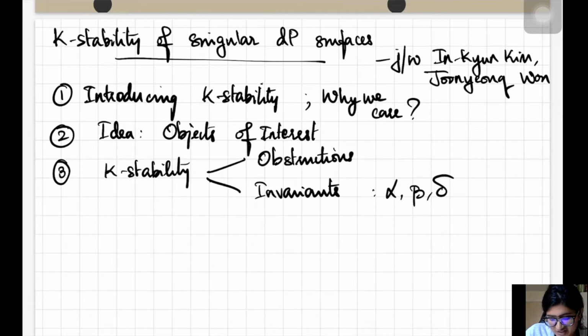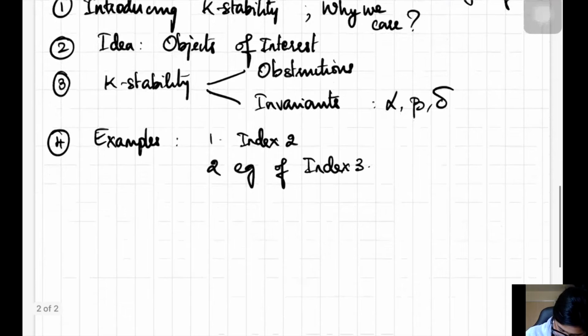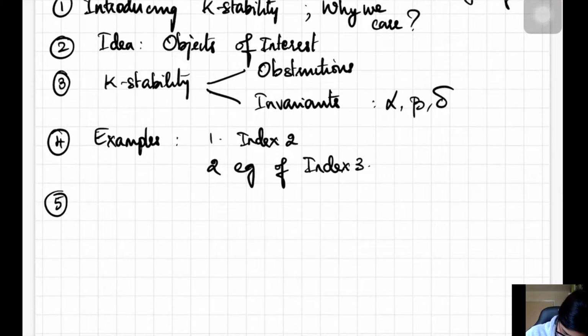My idea today is to give you the definitions of these and then to actually explicitly show you computations for all the three of them, provided time permits. So this is where we'll go. And then we do the actual examples. So I will be doing one index 2 hypersurface. I will tell you what indices are. And I think two more examples, two examples of index 3. Again, if time permits. And then I will tell you where we are going with the future. So where are we headed now? And what are we working on?